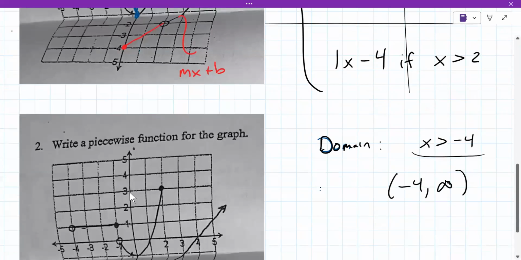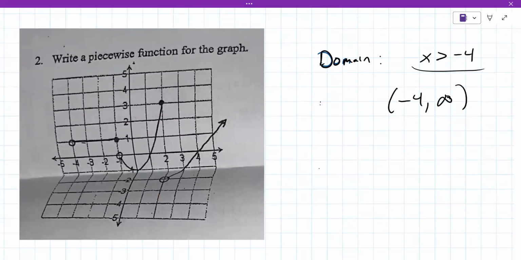Okay. Now the range. Why wouldn't it be all real numbers? It appears to end right there, unless I'm missing something. It just looks like it stops right there. If this was an arrow going up forever to the left, then it would be all real numbers.